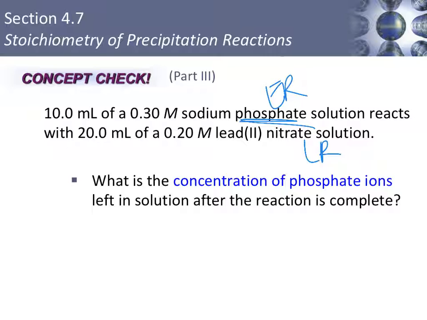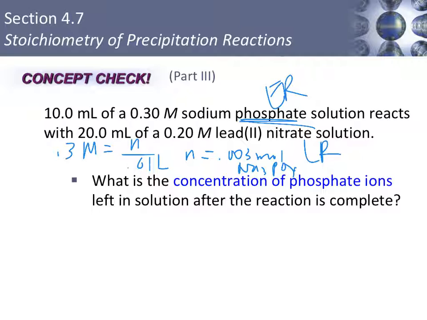If this phosphate ion was the limiting reactant, this problem would be really easy. We would say the concentration of the phosphate ion, if it was the limiting reactant ion, would be 0 after the reaction is complete. But it is an excess reactant ion, so it's going to take a little bit more work. So initially, we have a 0.3 molar solution, 10 milliliters of it, and so we have 0.003 moles of sodium phosphate. Now let's think about how many moles of sodium phosphate actually react.